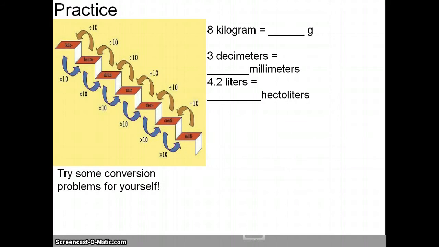Try some practice for yourself. Pause the video. Try 8 kilograms is equal to how many grams? Then try 3 decimeters is equal to how many millimeters? Then try 4.2 liters is equal to how many hectoliters? If you have questions about these problems, come see me in the morning and we'll help you out. Alright, that is it for our notes for Goal 1 in the Foundations unit.